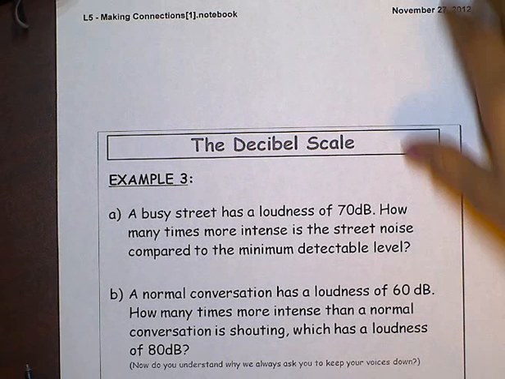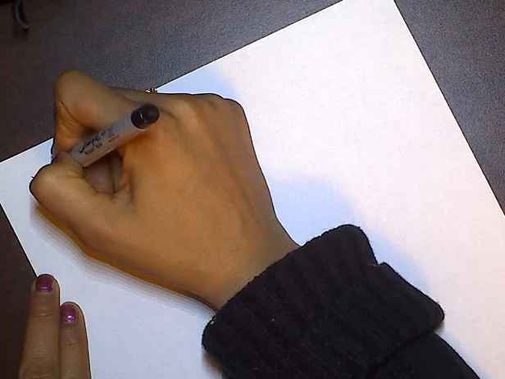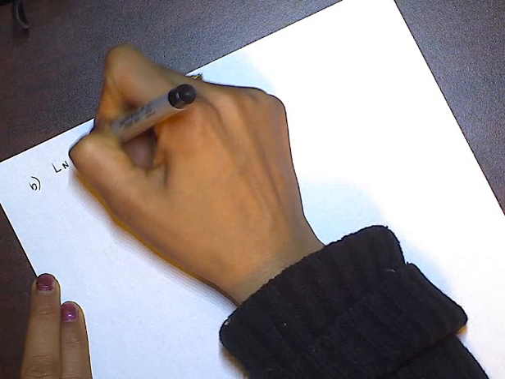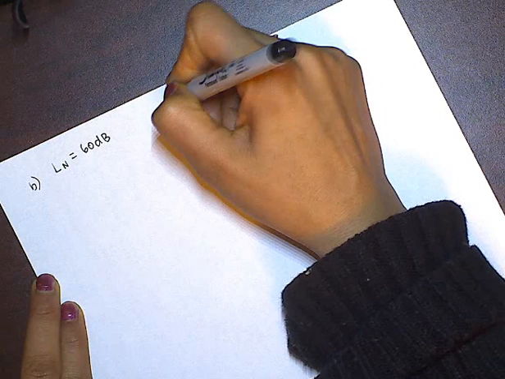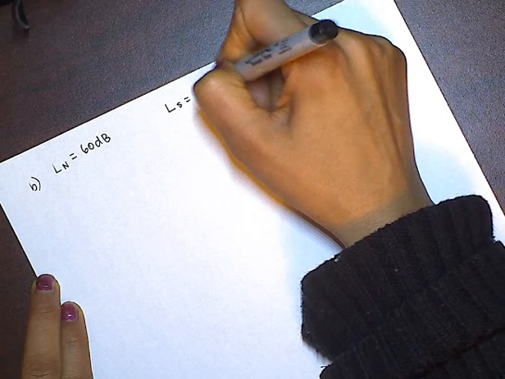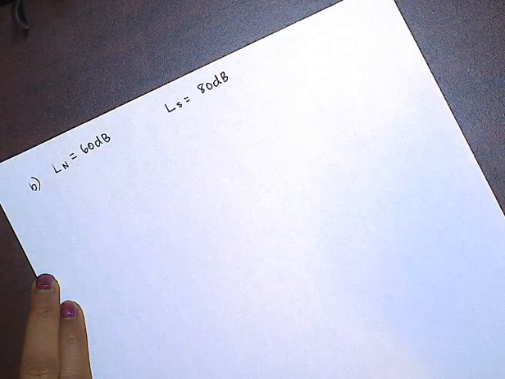Okay, so I'm going to do this on a separate sheet of paper here. I'm going to start off by writing down what is it that I am given. So for part B, I am given the loudness for a normal conversation, and that is equal to 60 decibels. And the loudness for shouting is given to me as 80 decibels. So I'm going to go ahead and use my loudness formula and plug that piece of information in.